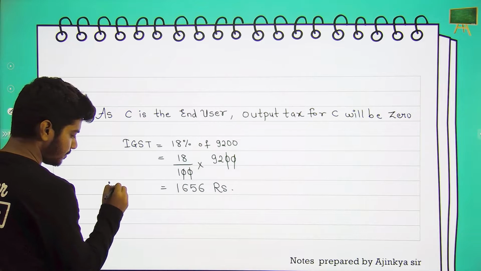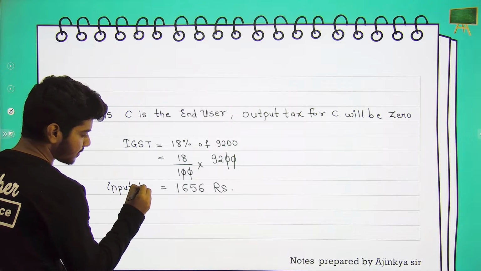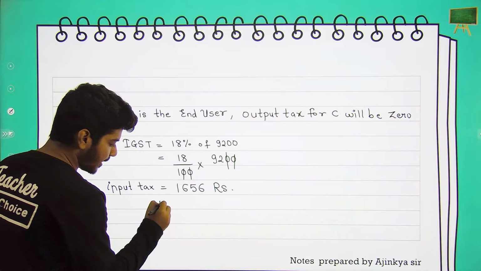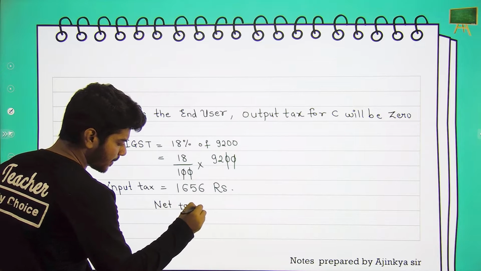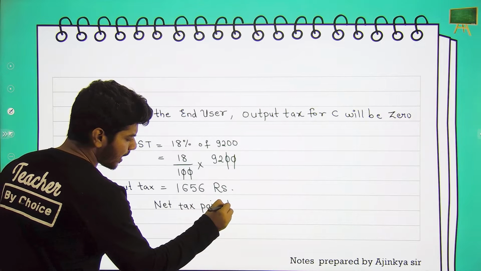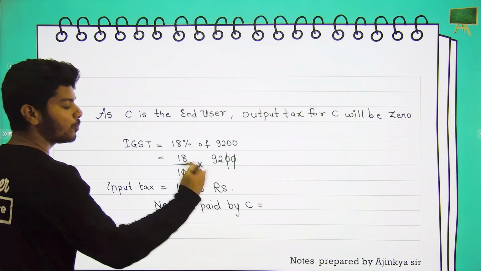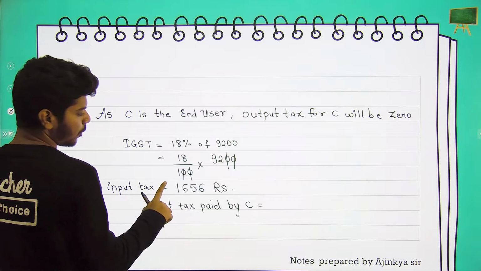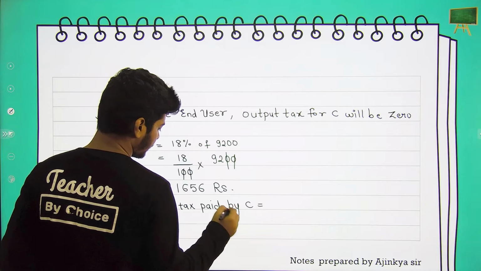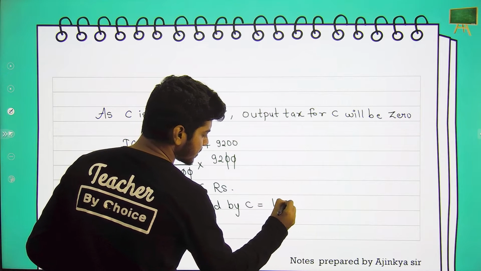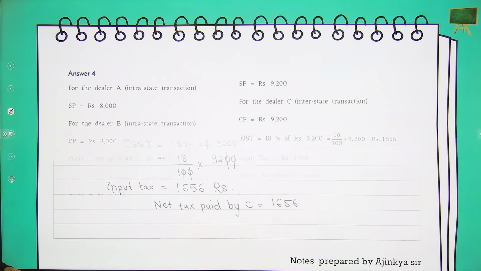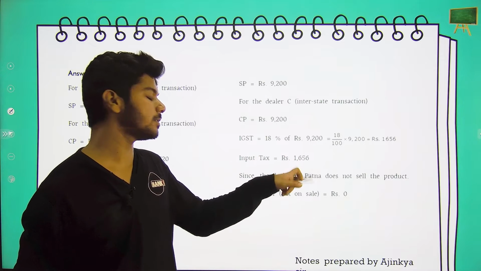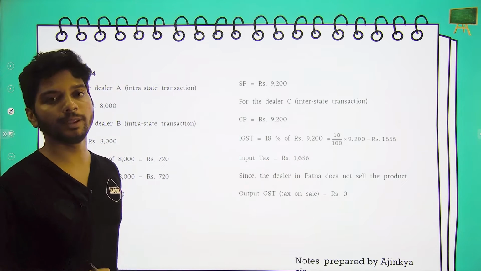Input tax will be equal to 1656, right? So net tax paid by C will be equal to output minus input, which is equal to 1656. Okay, so your answer would be 1656. As the input tax is 1656, your final answer would remain 1656.